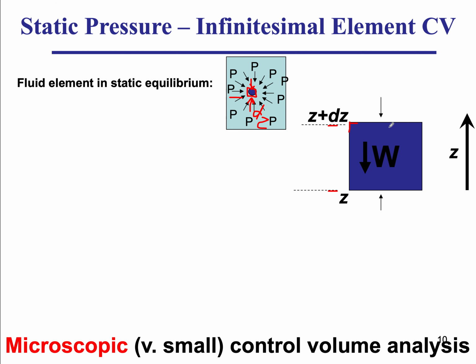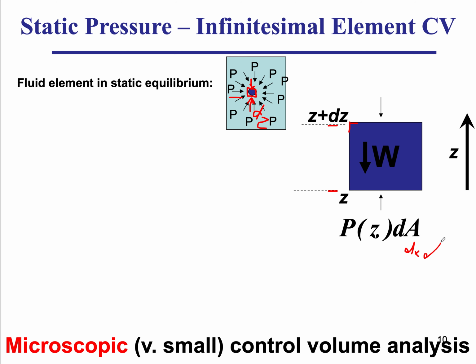So sigma Fz for this infinitesimally small cube, dx dy dz, the summation of forces on it should still be equal to 0. So what are the forces acting on my control volume? I have the pressure at location z at the bottom, that's compressive and perpendicular, acting on this area dA. dA, as you remember, is dx dy.